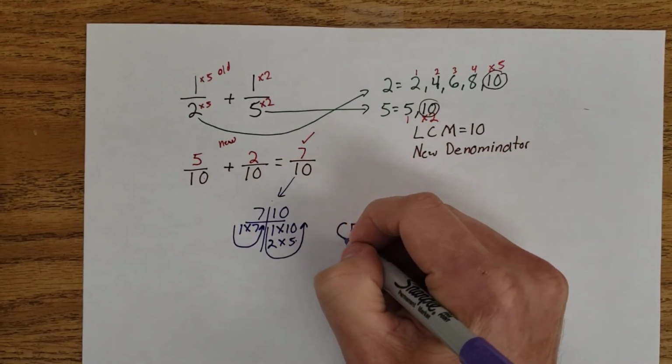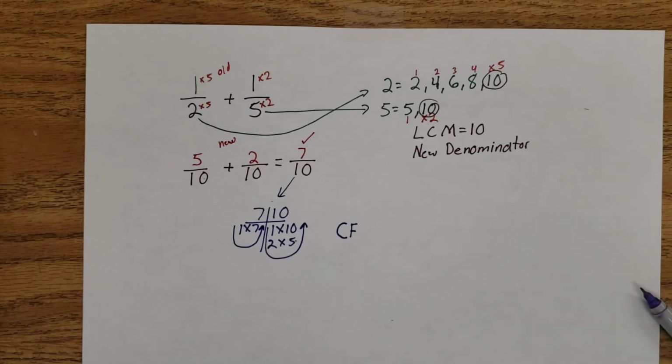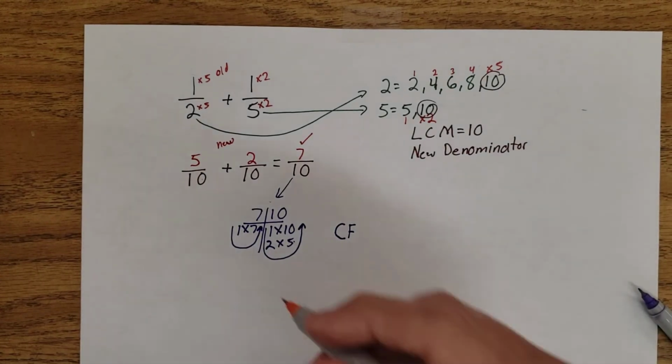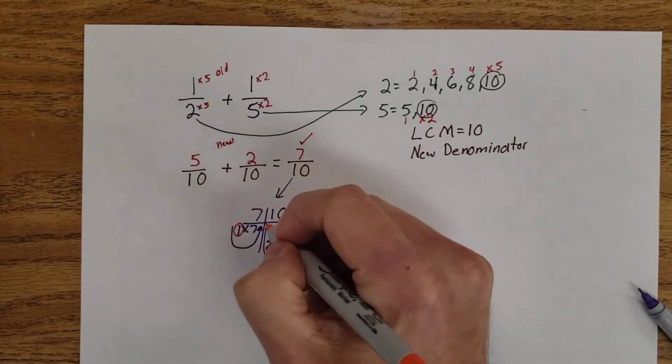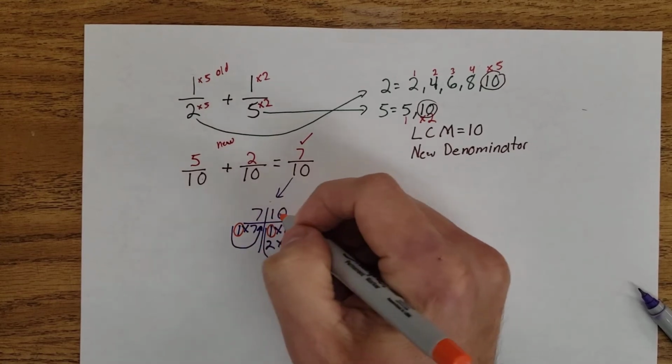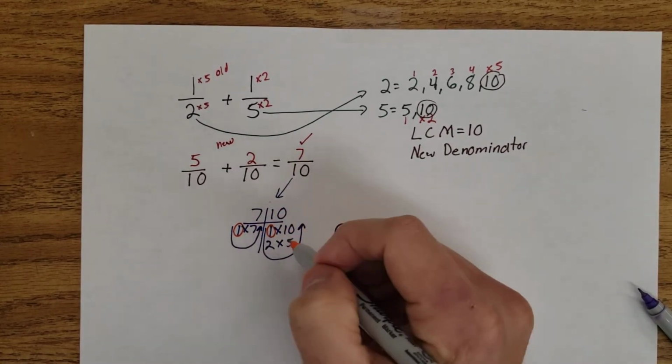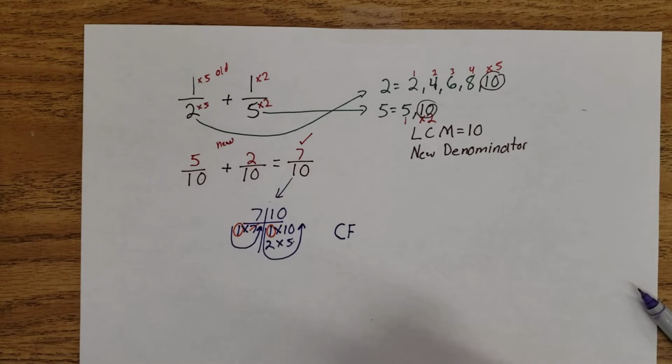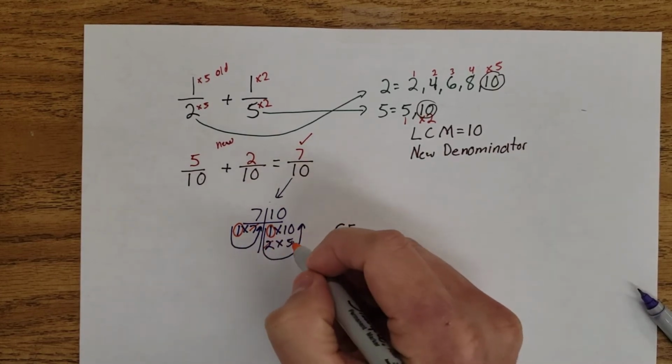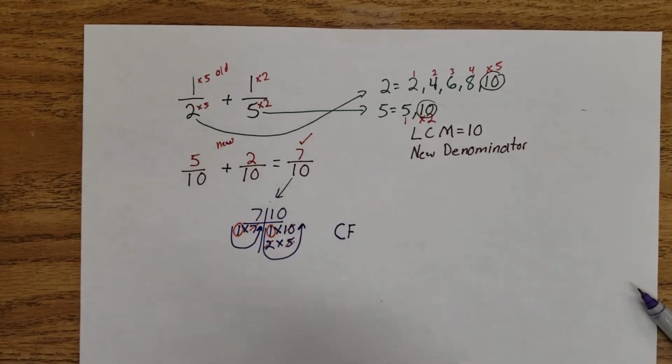What we need to do now is find what they have in common. Find the numbers that they both have. 7 has a 1 and 10 has a 1. 7 has a 7, but 10 does not. 7 does not have a 2, it does not have a 5, and it doesn't have a 10.